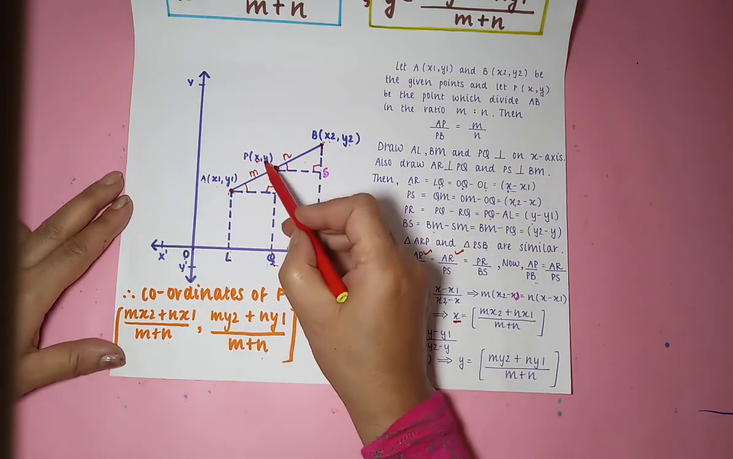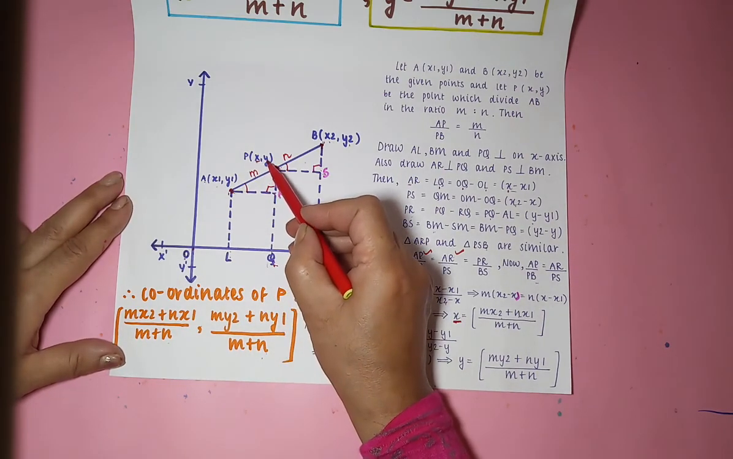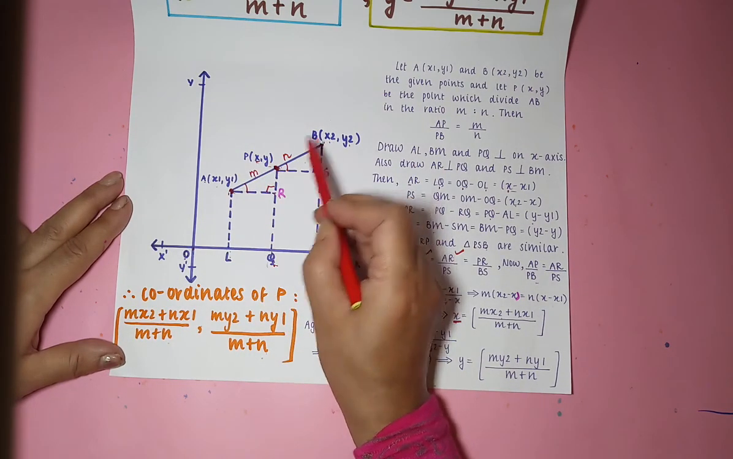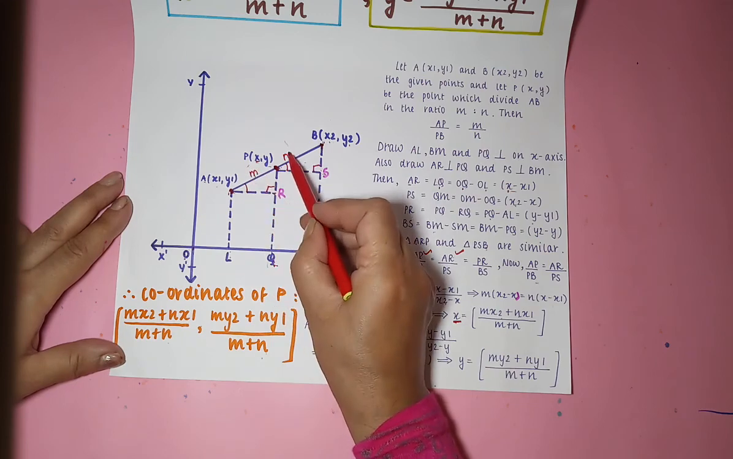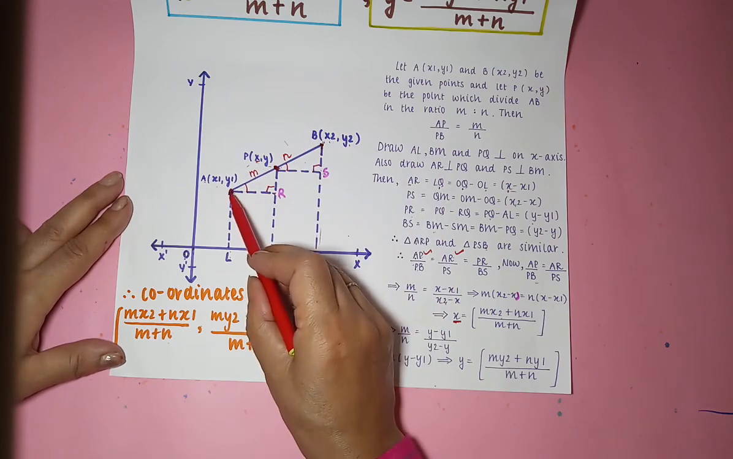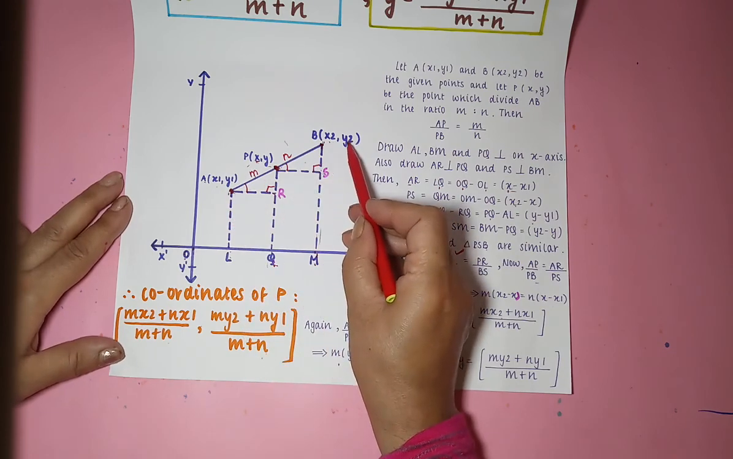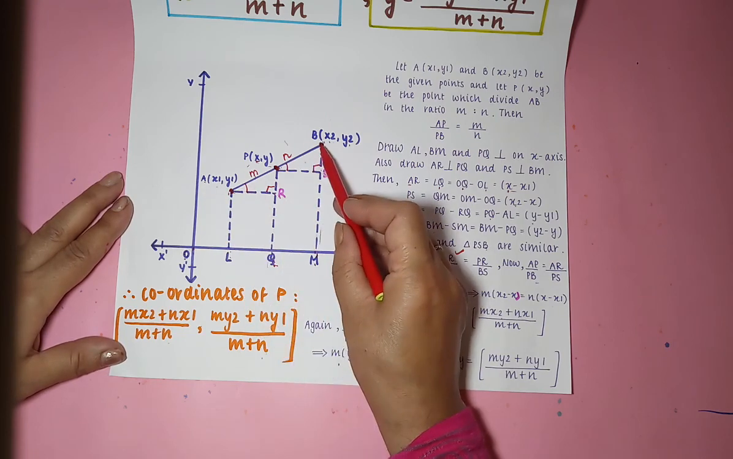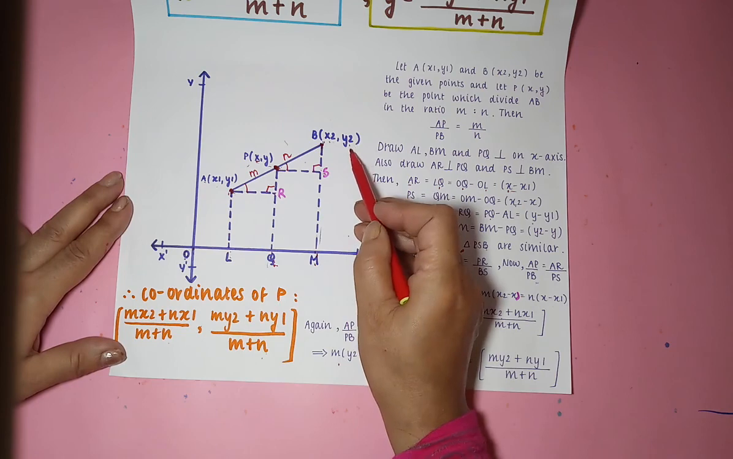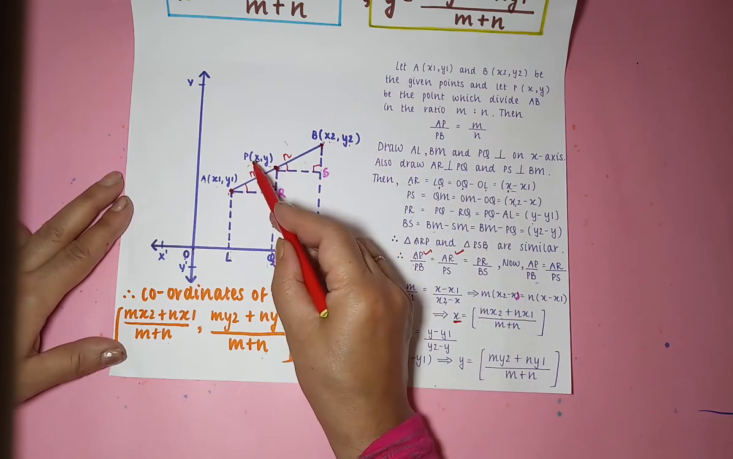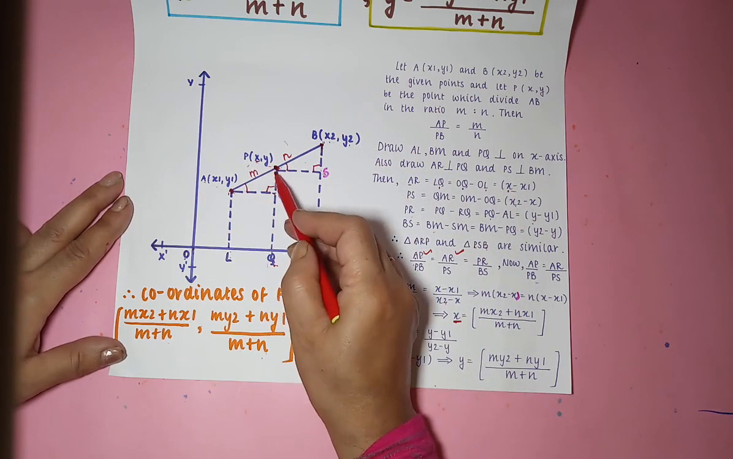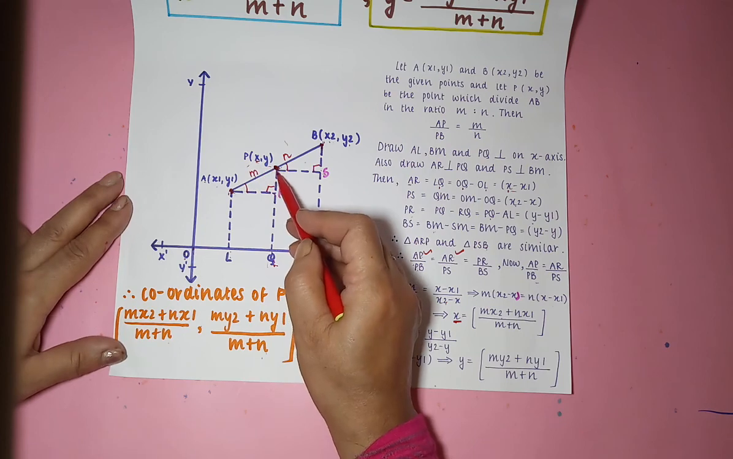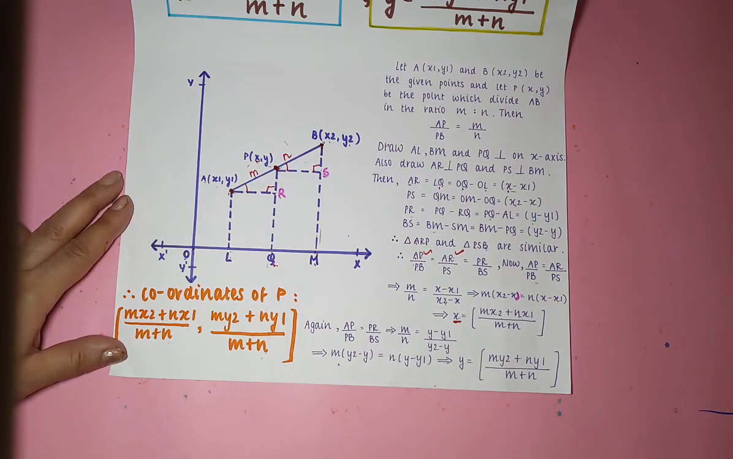Find the coordinates of a point P which divides the join of AB in the ratio 3:1, and the coordinates of A are 4, 5 and B are 6, 7. How will you do that now? You will always remember that coordinates of A are x1, y1, coordinates of B are x2, y2, and the coordinates of P are x and y. If you remember it in this format, you will be able to do the questions quickly.